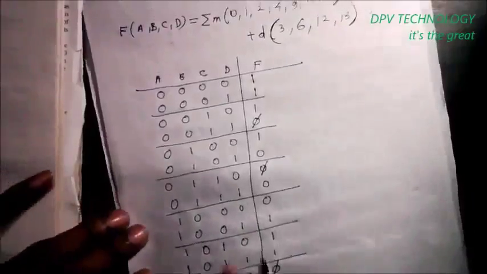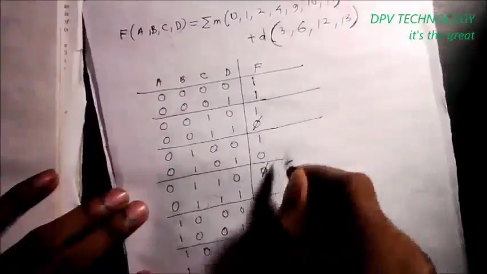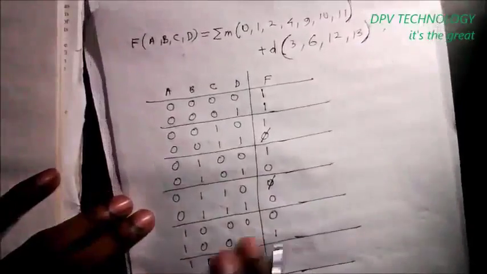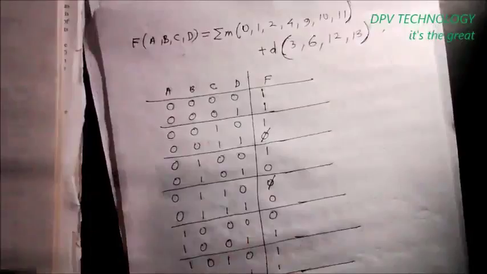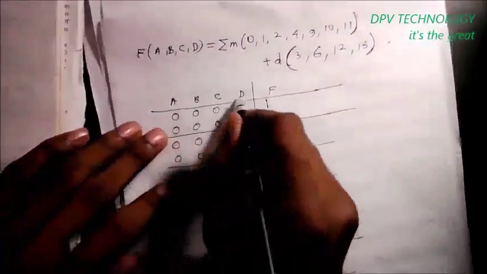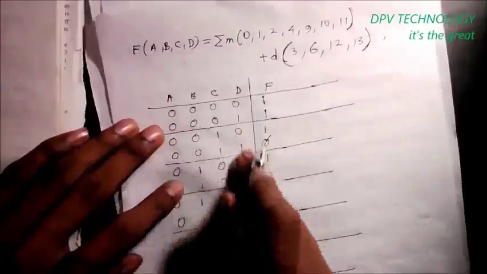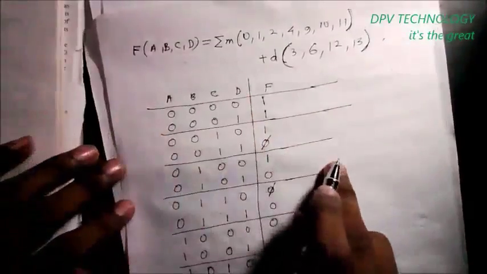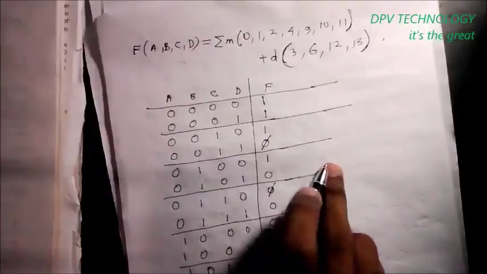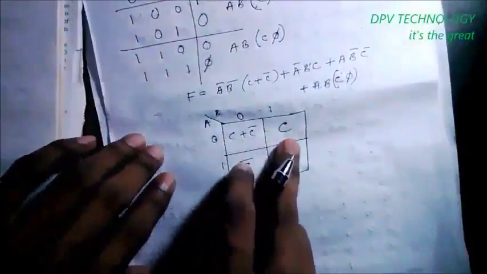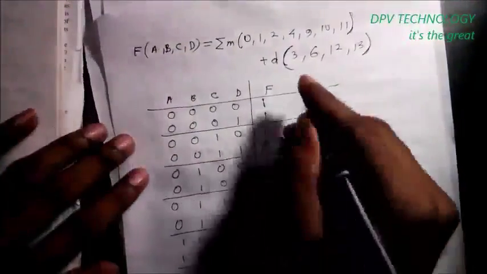So how to make this function? This is similar to the 3 variable map that I have shown you. F will be dependent on D here. We get D as the map entered variable, that is, the variable which is entered into the map. These are called map entered variables, MEV. Here we get D as the map entered variable.